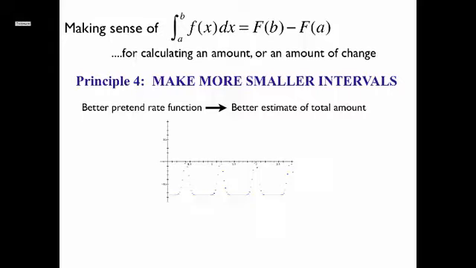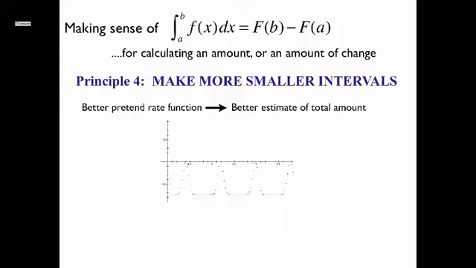Okay, so yeah, that may be a matter of opinion, but this is not a matter of opinion. A better approximate rate function will give you a better estimate of the change, or a better estimate of the total amount. So here I'm showing a much smaller interval. With a smaller interval, you can see that it's pretty accurate to what we know is the real rate function. So we get a better estimate.